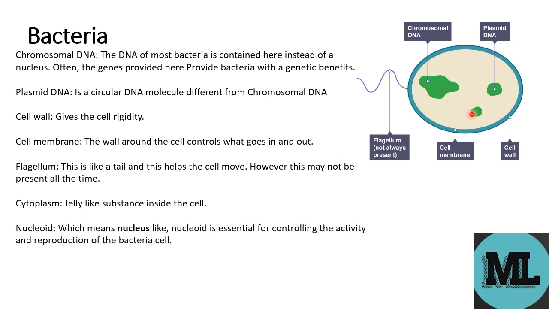And then finally we have nucleoid, which means nucleus-like. Here, nucleus is essential for controlling the activity and production of the bacteria cell. It may not be labeled on this diagram, but nucleoid is present in bacteria.